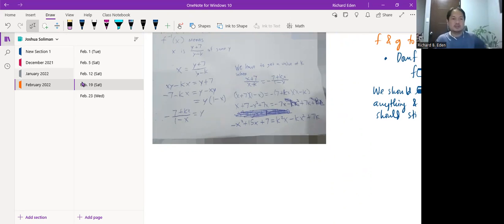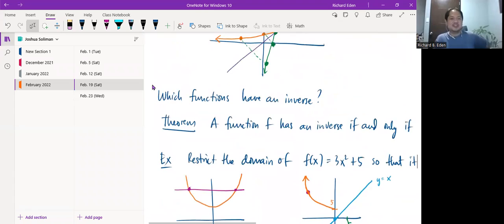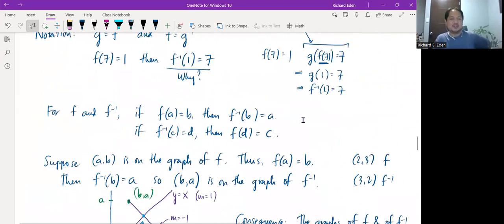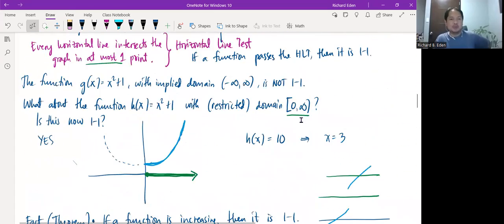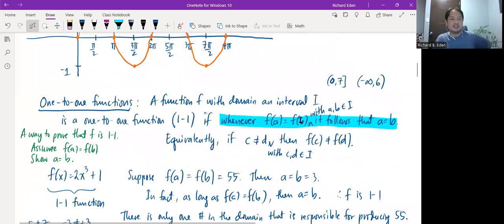So yeah, something to ponder, something to consider. Let's talk about what we have done so far. So we talked about one-to-one functions and what the inverse of a function is.